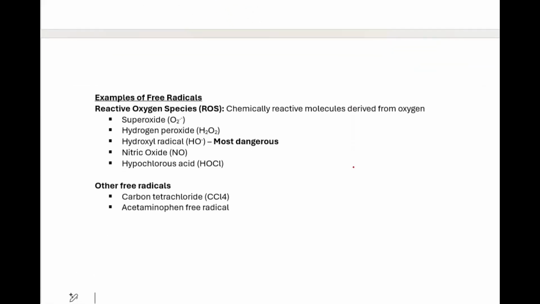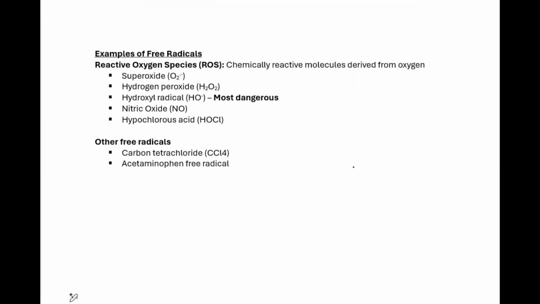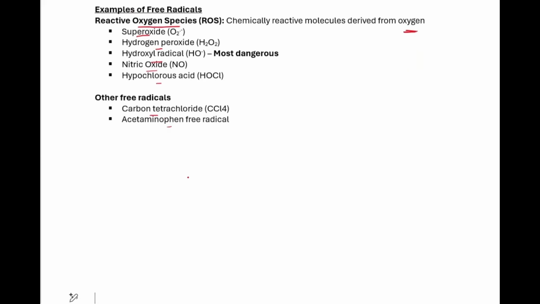So let's now look at some examples of free radicals. There are some we call reactive oxygen species, ROS. Why do we call them reactive oxygen species? Because they are derived from oxygen. Examples include superoxide, hydrogen peroxide, hydroxyl free radicals, nitric oxide, and hypochlorous acid. And then we also have some that are not derived from oxygen, for example carbon tetrachloride and acetaminophen free radicals.